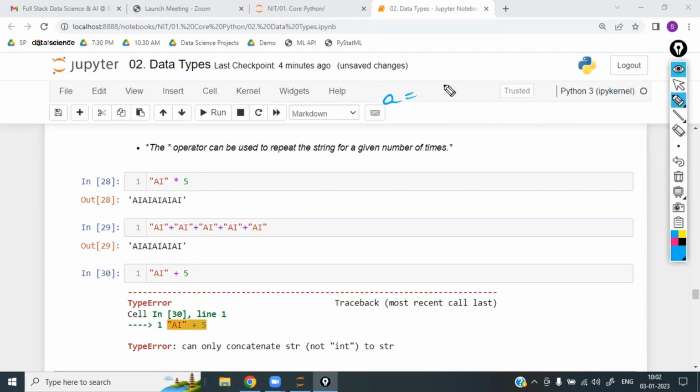A is equal to 12, B is equal to 34. Now A plus B, if I do, that means 12 plus 34, I'm getting the answer as 46. I don't want it like that. I want the output in such a way: 1, 2, 3, 4 as the output.